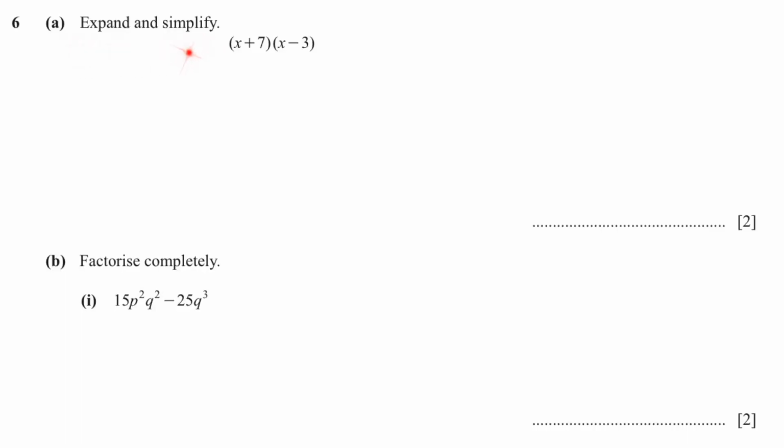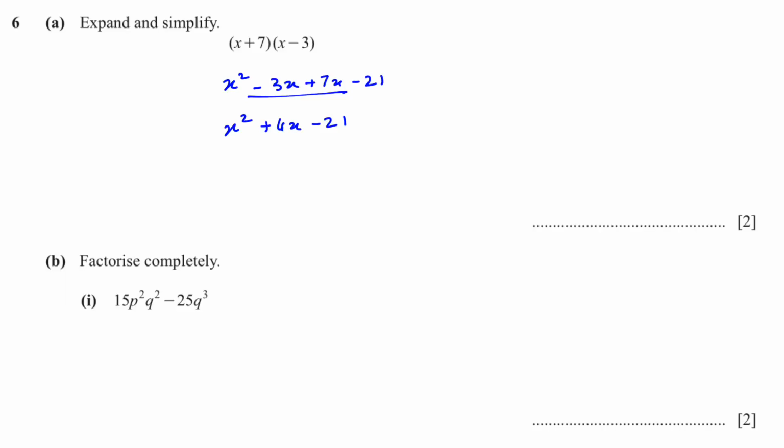6a. Expand and simplify. So when you expand, it will be x squared, x multiplied by negative 3, negative 3x, plus 7x minus 21. These are the like terms, we'll add them together. So x squared plus 4x minus 21 is our answer.